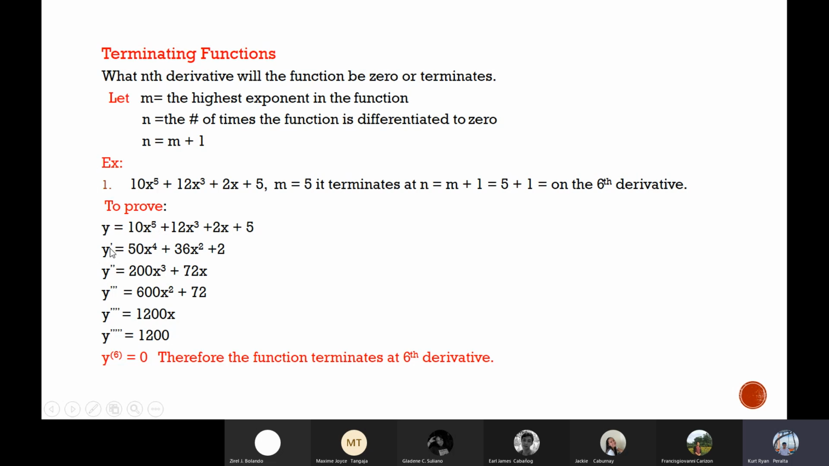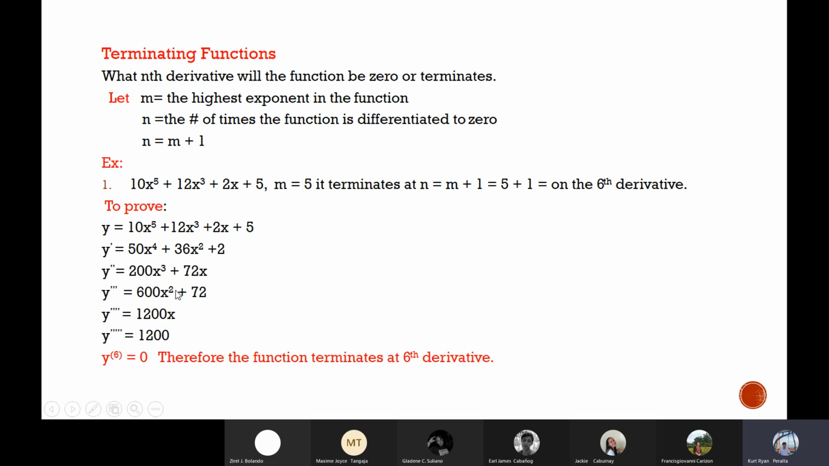And then the second derivative, again simply the power rule, we have 200x cubed plus 72x. And then to get the third derivative, we have to multiply again, then makakuha ta og 600x squared plus 72. And that is the third derivative. So we have the fourth derivative.